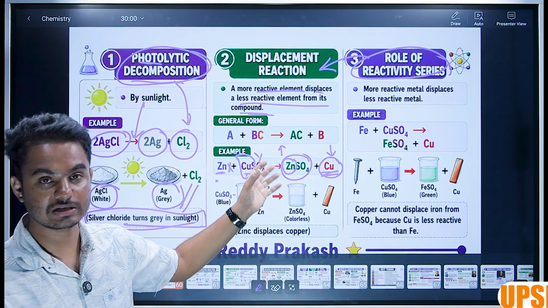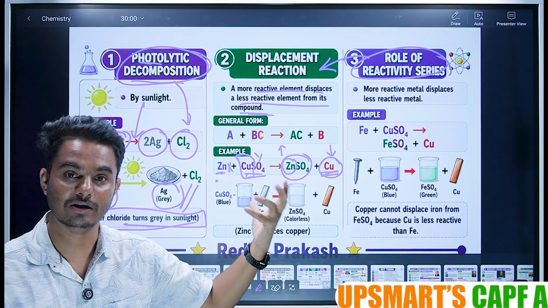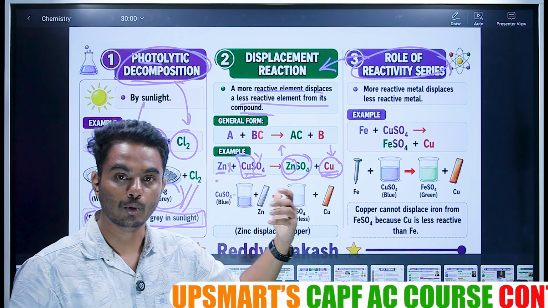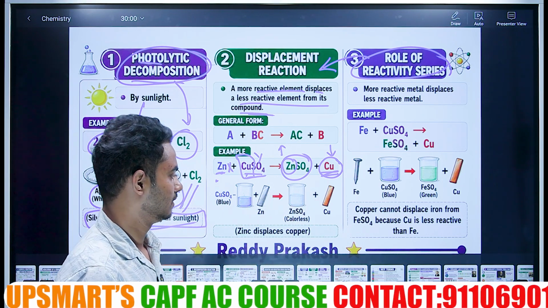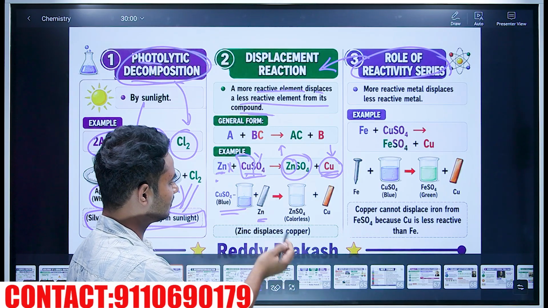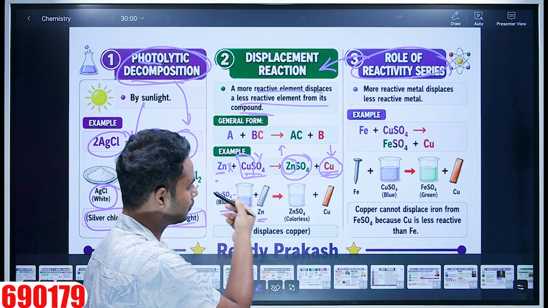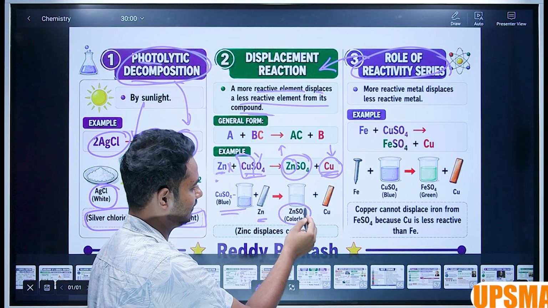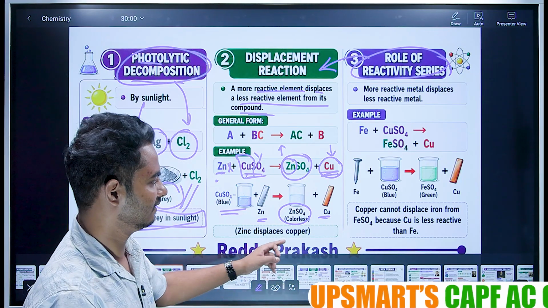Say zinc also has a partner, say X, and copper has a partner, say Y. If the partners are exchanged, then it is called double displacement, displacement of both the compounds. I'll tell you. See now, copper sulfate, zinc. What happens is zinc will come here, it will take the sulfate, and copper will be left out. Zinc sulfate, copper. Zinc displaces copper.